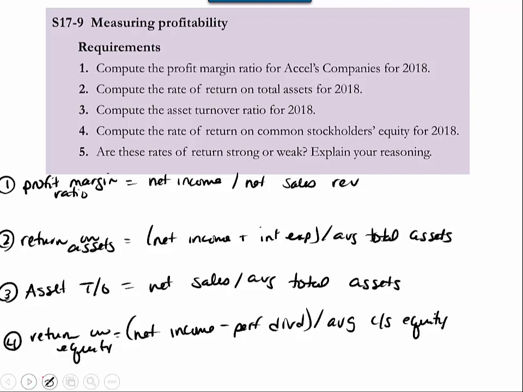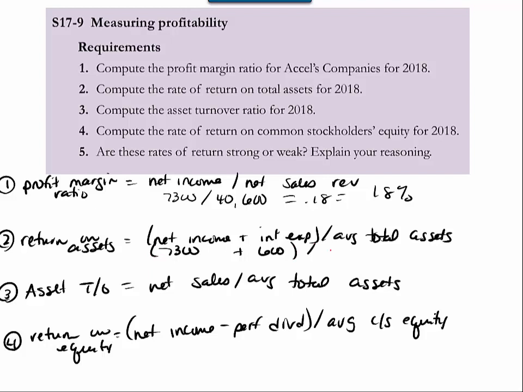So net income is $7,300. And net sales revenue was $40,600. So that gives us 0.18 or 18%. So for every dollar in sales, they get 18 cents in profit is basically what that one tells you. The next one, the net income was $7,300. The interest expense was $600. So because we subtracted that out, we're adding that back in.